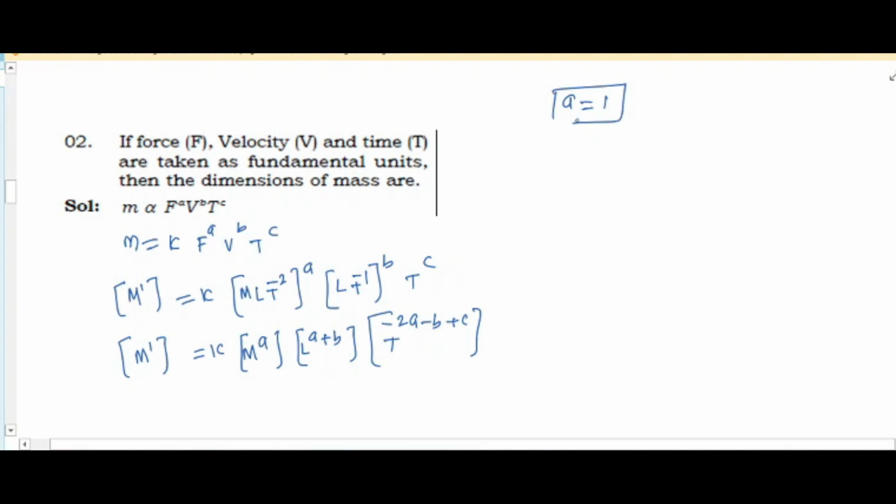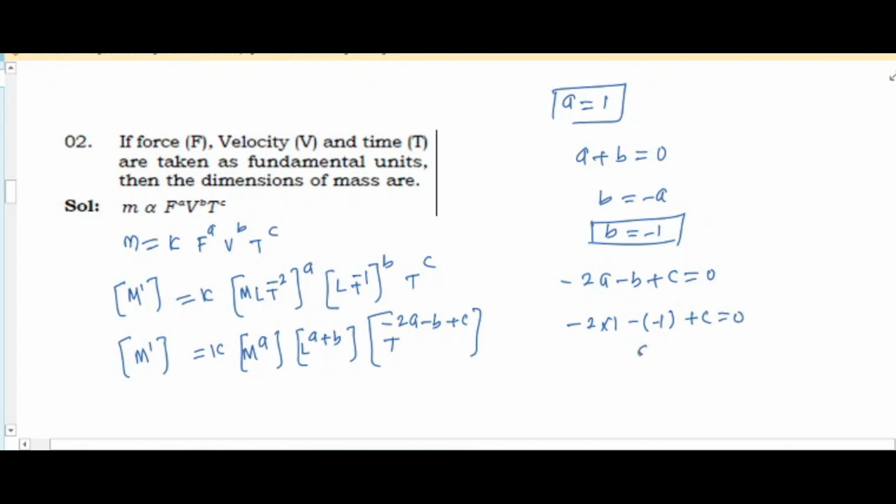So, when you compare the powers of the dimensions on both sides, therefore, a is equal to 1, and L to the power of a plus b means no power of length. Therefore, a plus b is equal to 0. Therefore, b is equal to minus a. Therefore, b is equal to minus 1. Next, like that, minus 2a minus b plus c is equal to 0. Minus 2 into 1 minus of minus 1 plus c is equal to 0. This becomes c is equal to 1.